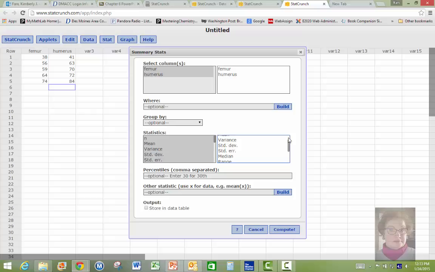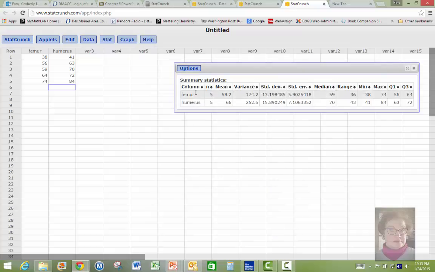does it tell us the median? I was double checking for that. So that's everything we're ever going to need for this, so I'm going to do compute, and there they are. Femur, I have 5 and 5, tells me the mean, the variance. Remember, the standard deviation is the square root of the variance.